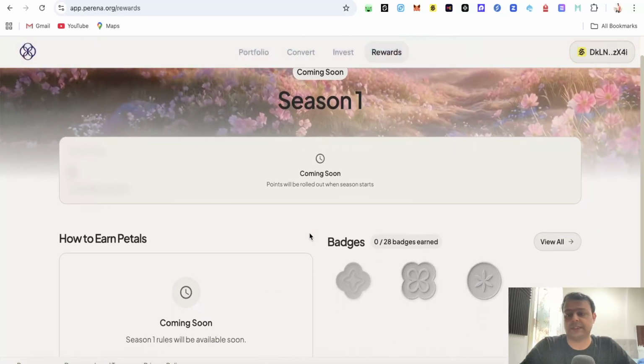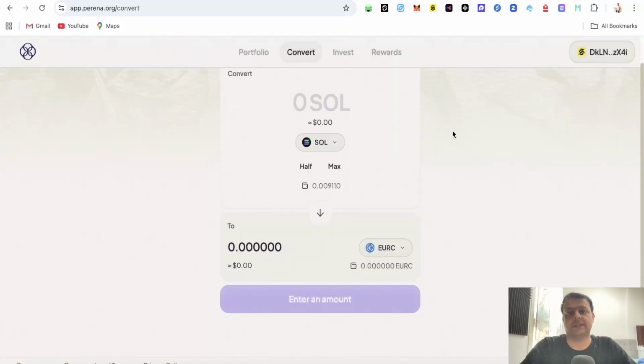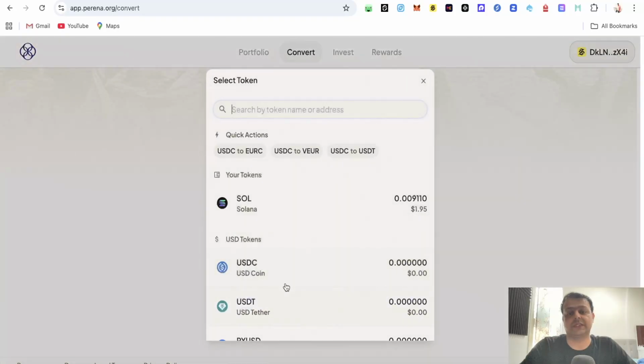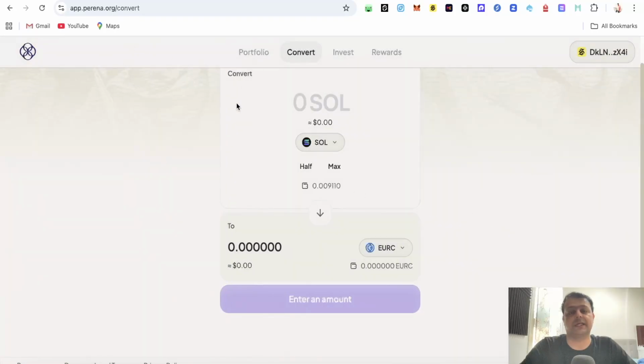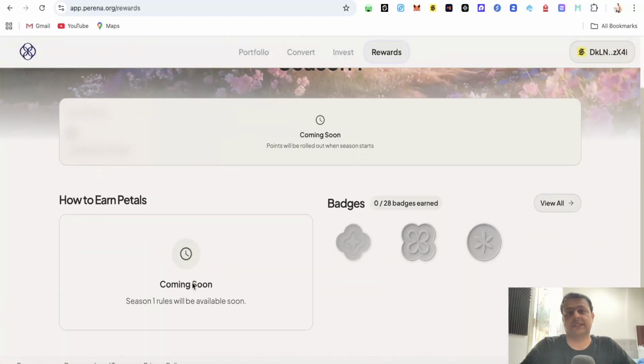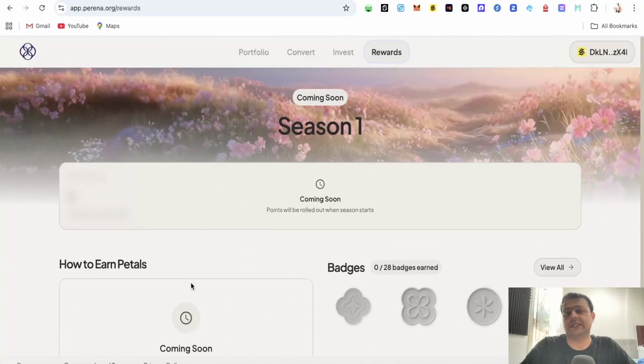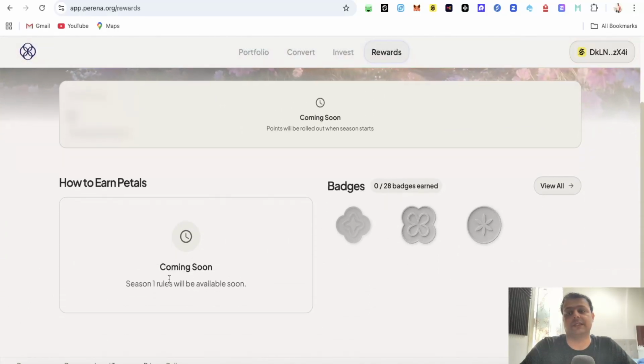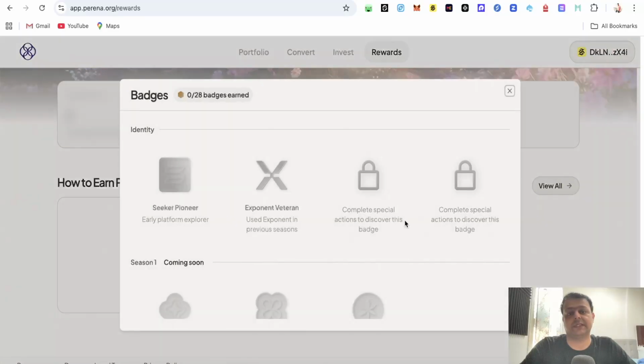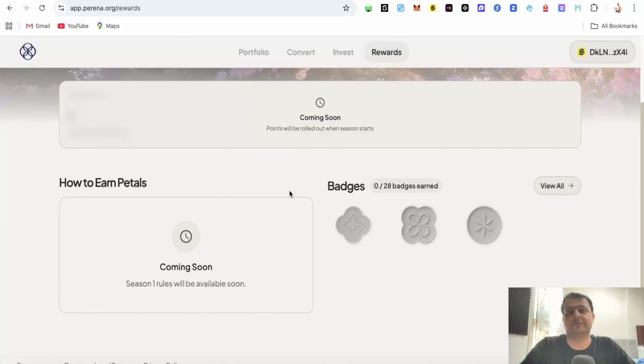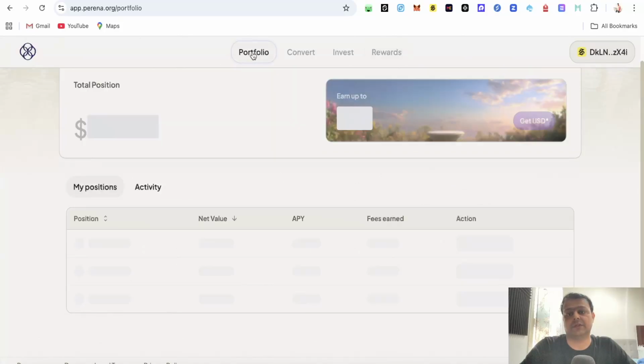Now there is another thing which is called earn petals. So whenever you convert your SOL to USDC and supply the USDC on Perena, you would be getting these petals. So the more USDC that you supply, the more petals you will be earning. And I think the airdrop would be based on the number of petals that you earn and the number of badges that you have collected. So it is this simple to farm this airdrop on Solana.